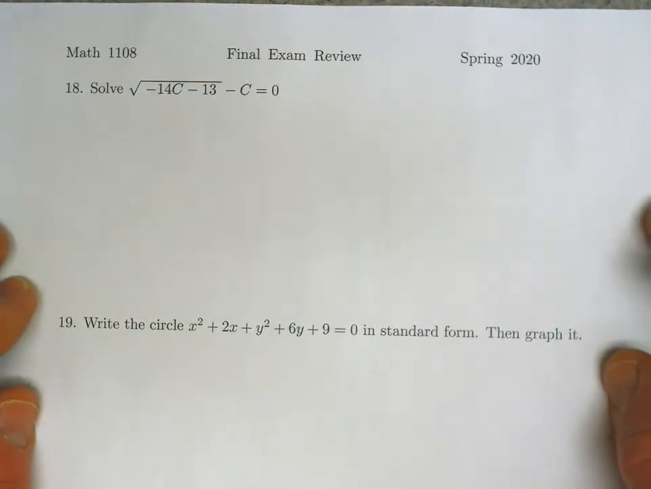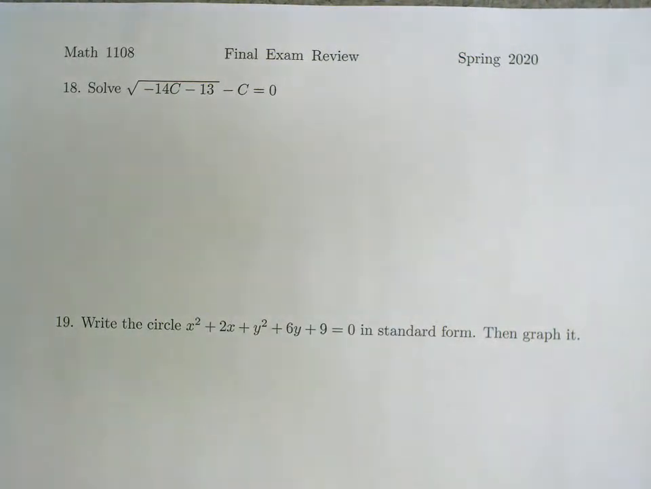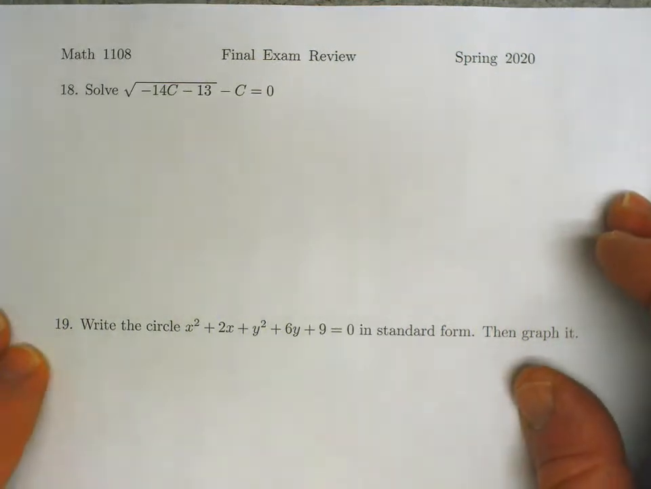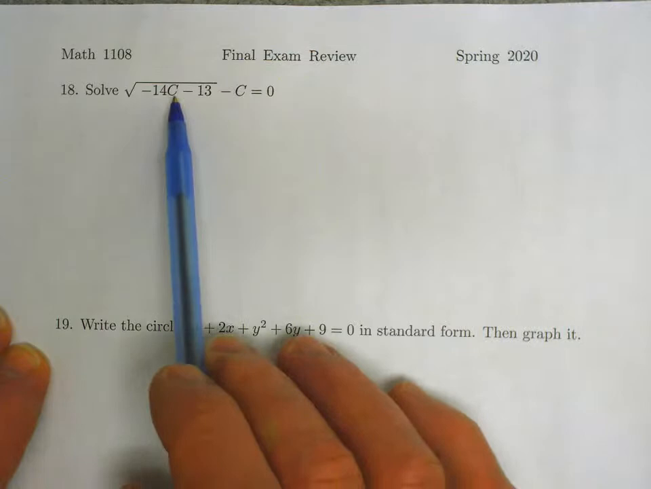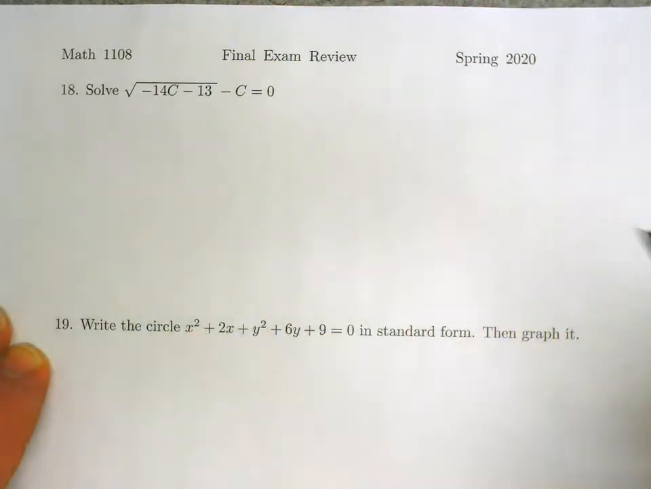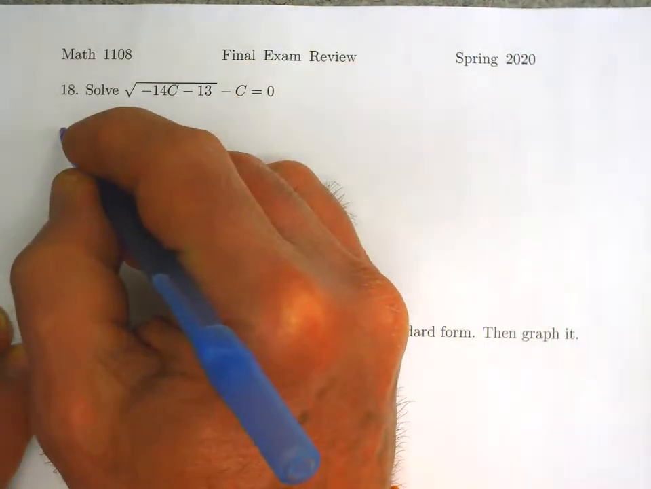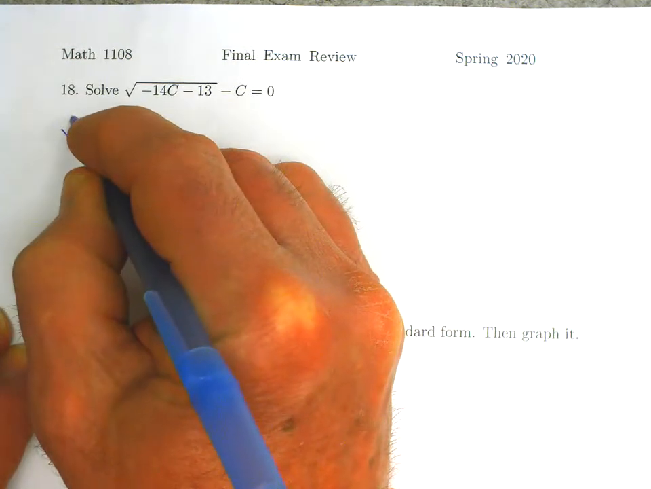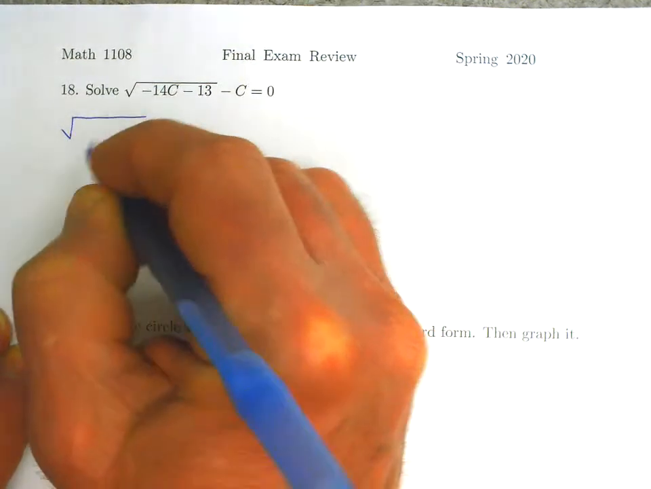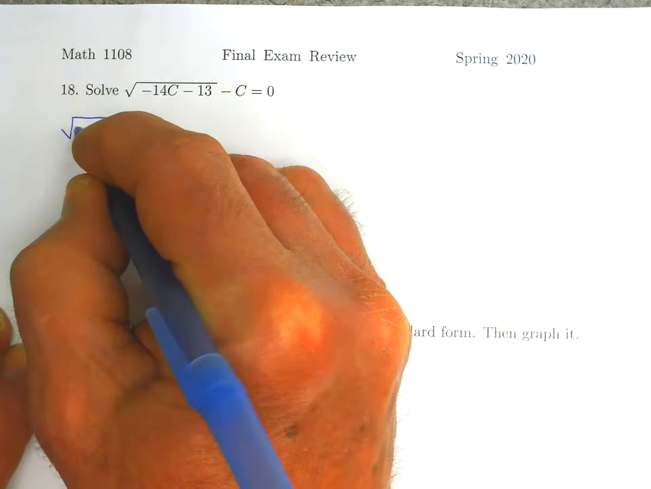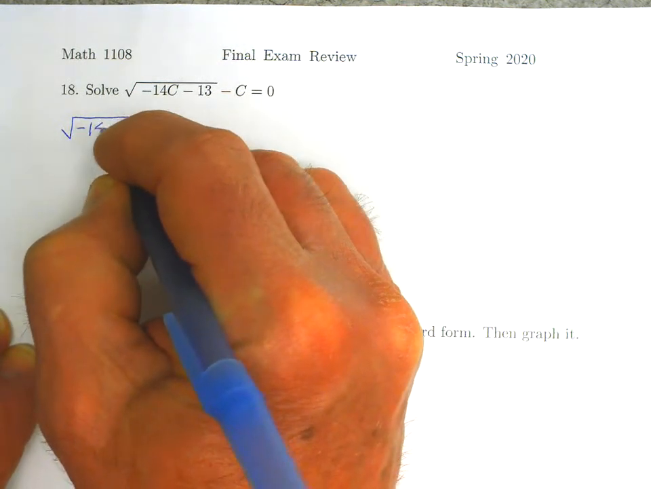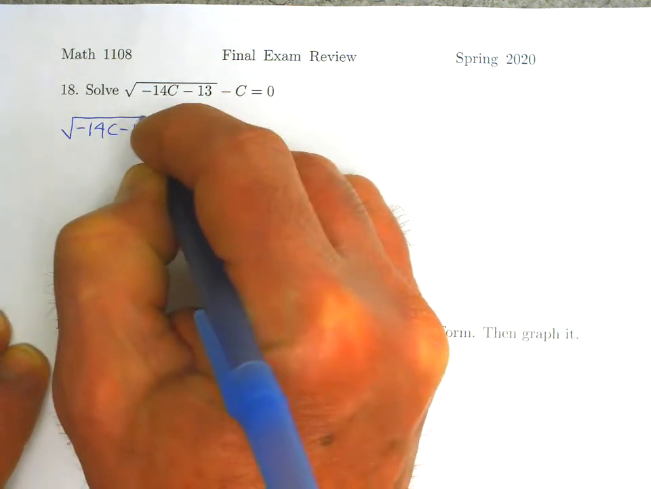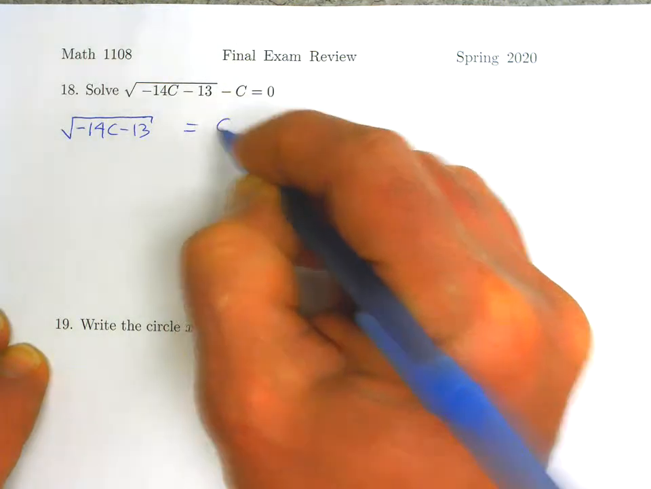Solve the equation. The square root of negative 14c minus 13 minus c equals 0. We want to solve for c. We see that c is inside of a square root. So the first thing we do is add c to both sides because we want the square root of negative 14c minus 13 to be isolated on one side.